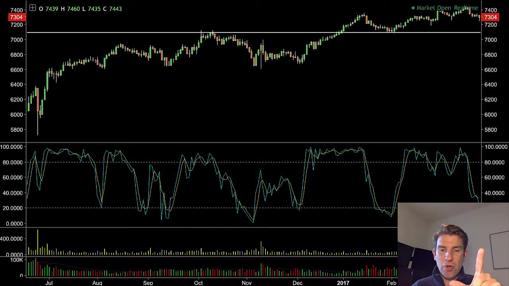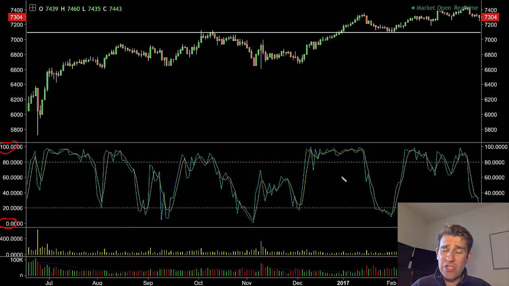Okay guys, let's talk about stochastics now. Stochastics are very similar to RSI in a couple of ways, but there are some distinct differences. The first one is they're an oscillator. They're a momentum indicator and they're an oscillator. So in other words, they oscillate between the values of 0 and 100. You can't get higher than 100, you can't get lower than 0. And the same way with RSI, they fall into an overbought and oversold condition.